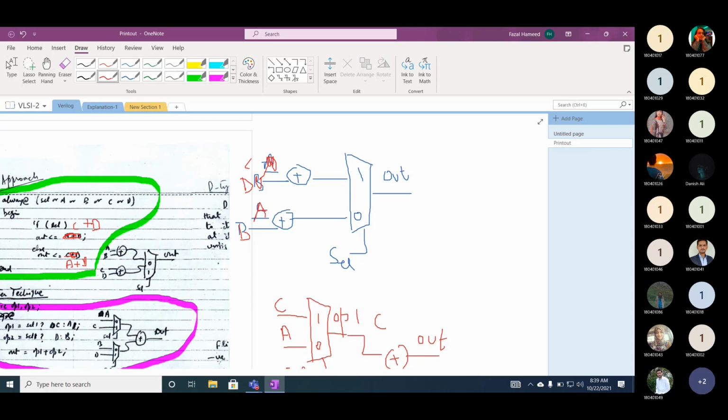Now, if we want to estimate the hardware overhead or the area overhead of these two approaches, these are two different solutions, and we want to compare these two solutions. So you say which solution is better, the first one or the second one? Overall hardware is three hardware: two adders, one mux. The problem is adder is expensive in terms of hardware. Adder requires more gates than the multiplexer.